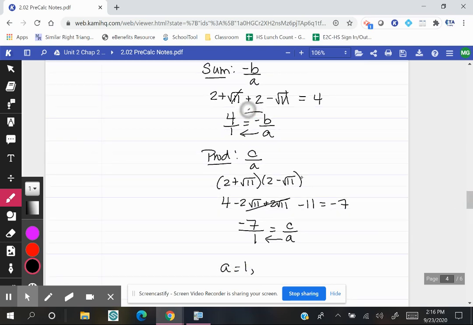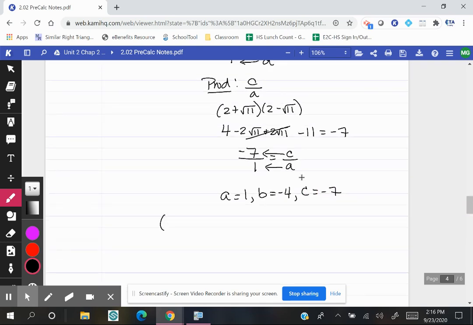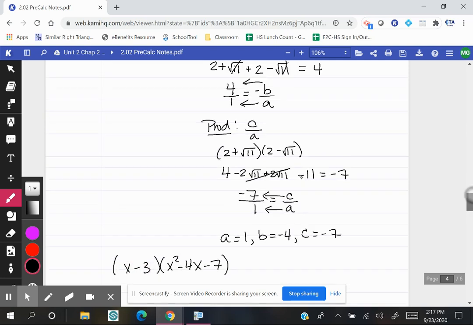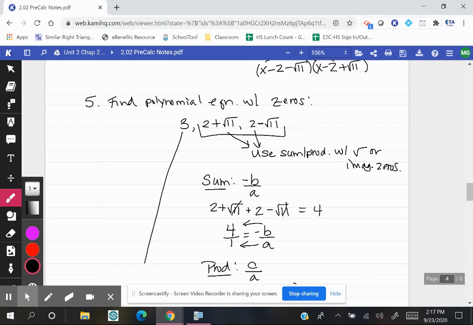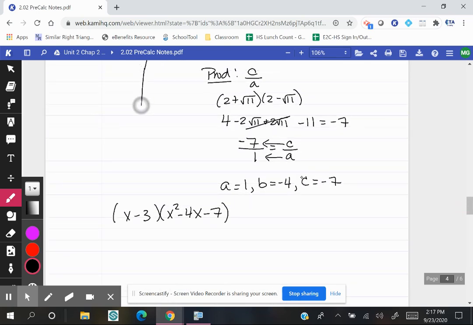So a is 1, negative b is equal to 4, so b is equal to negative 4, and c equals negative 7. So now I can write those as a trinomial of 1x squared minus 4x minus 7, and multiply that by my x minus 3, which is coming from this zero up there. And that would equal f of x or g of x or whatever you want to call it. So now I just need to FOIL all this out together. So I'm going to distribute.